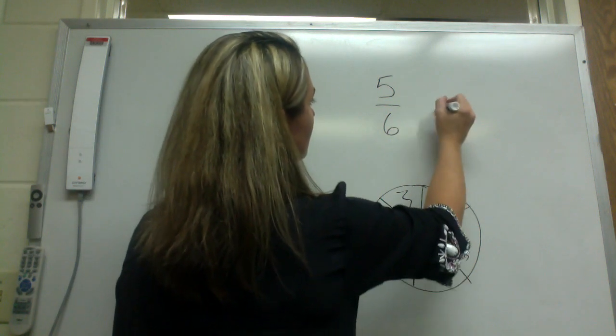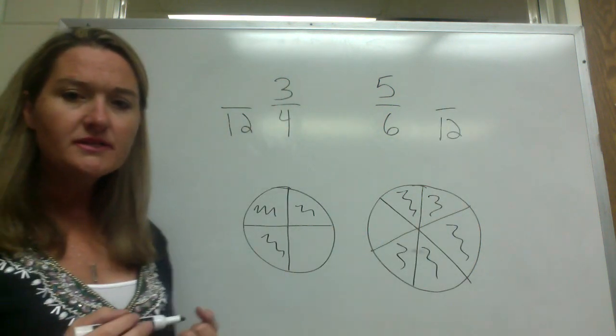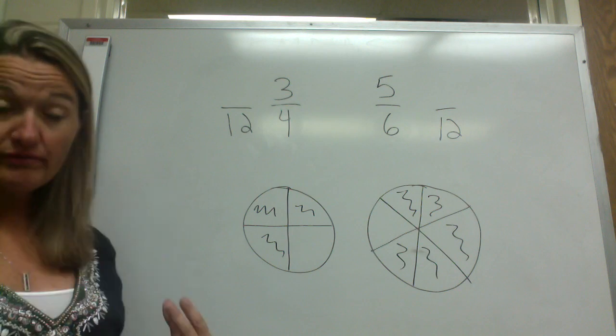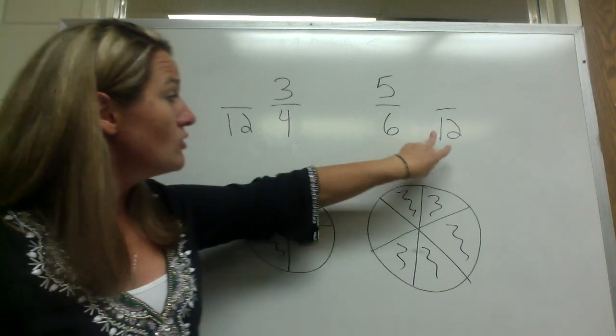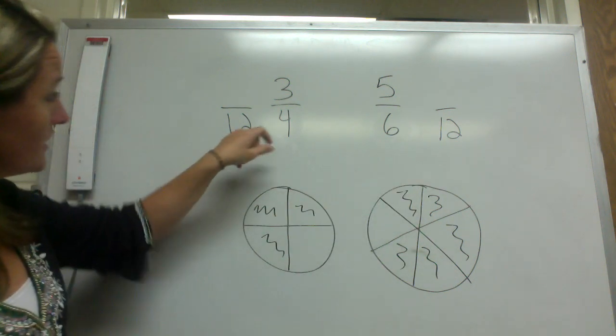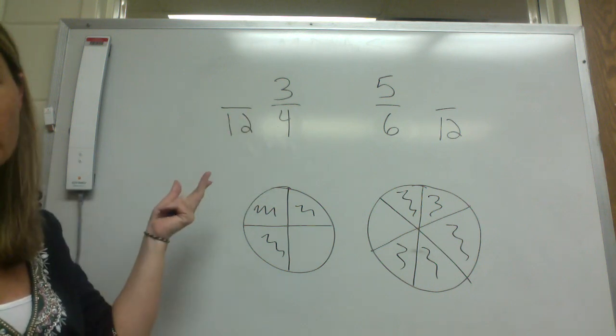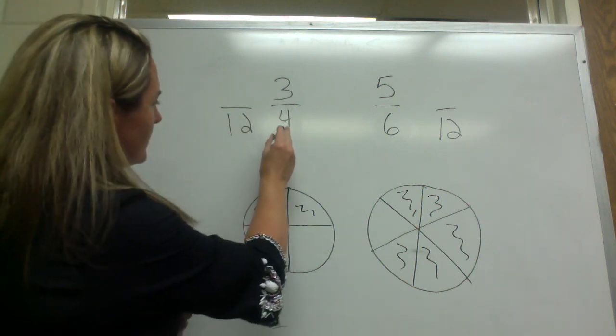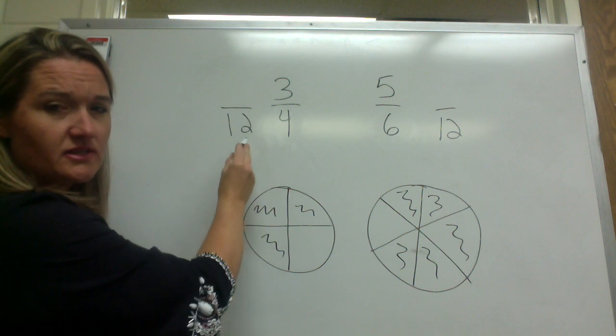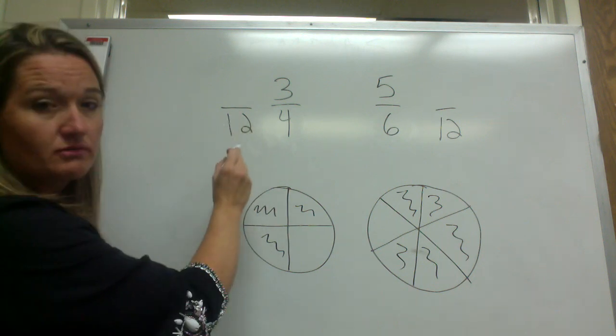So what I'm going to do here is write 12 over here and 12 over here. Now I'm going to rewrite these fractions, making equivalent fractions with 12 as a denominator. So we've got 3/4 is equal to what over 12? Let's think. What did we multiply 4 by to get 12? 4 times what equals 12?